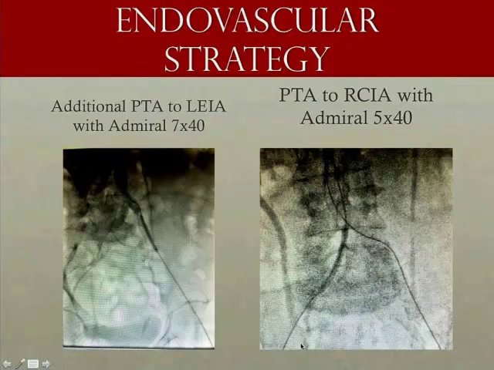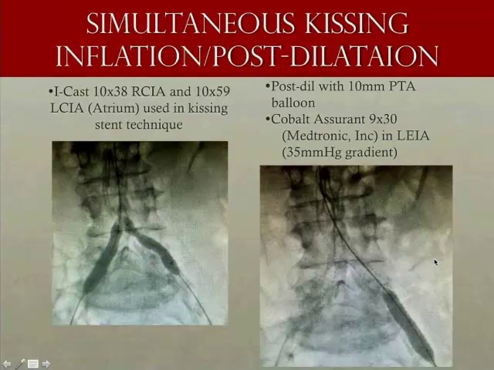So additional angioplasty was then performed, this time to the left external iliac artery, again with the same Admiral 7x40 balloon. Then I turned my attention to the right common iliac artery and performed some conservative balloon angioplasty with a 5x40 balloon, clearly undersized, but undersized by design, with the anticipation of stenting both lesions. So I then proceeded with stenting at this point.